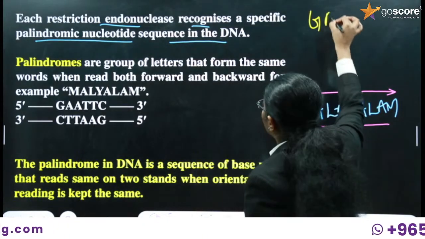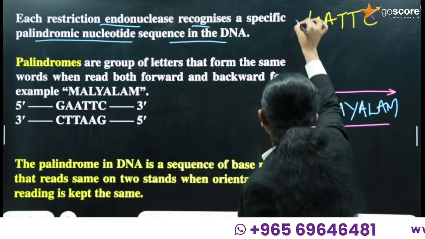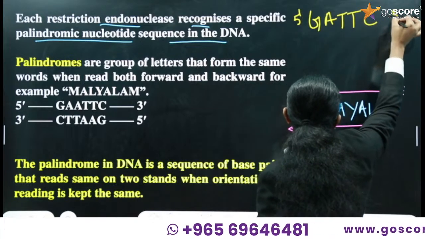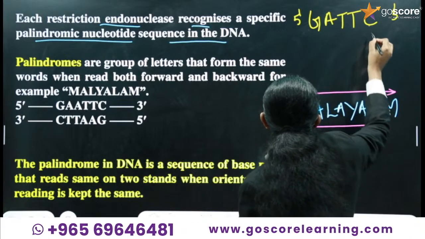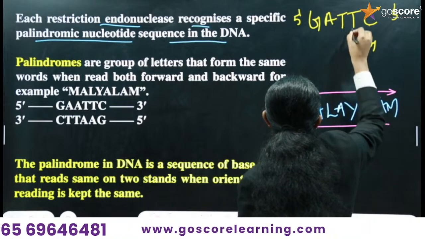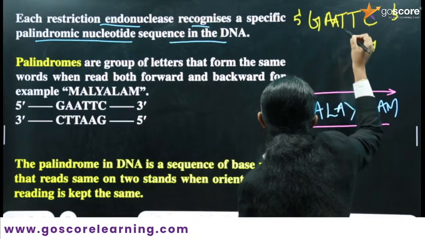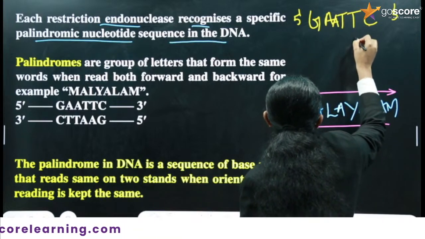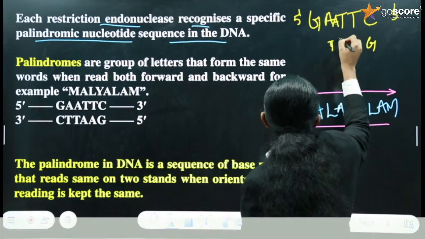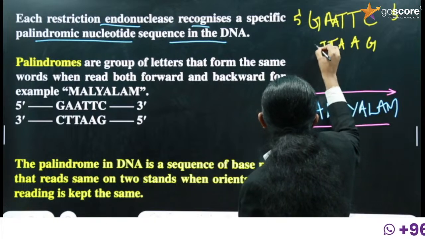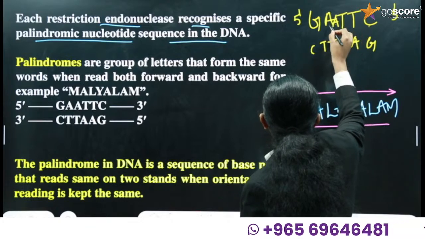GATTC. Okay, it is a palindrome sequence where this is the 5' end and this is the 3' end. Let's read it backwards. Cytosine can pair with guanine. Thymine can pair with adenine. Here one more A is there. GAATTC. So thymine pairs with adenine, thymine pairs with adenine, adenine pairs with thymine, adenine pairs with thymine, and guanine pairs with cytosine. See, cytosine, thymine, adenine, guanine.